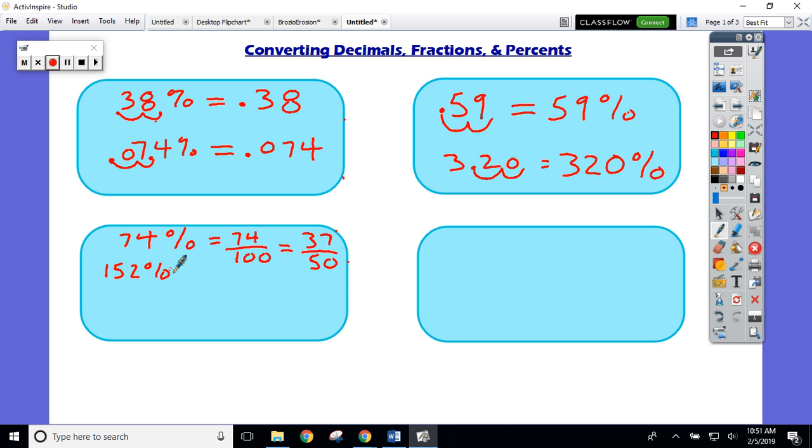152%, 152 over 100. Now in this case, I've got an improper fraction. I know that 100 goes into 152 one time, and I know that there are 52 hundredths left over.